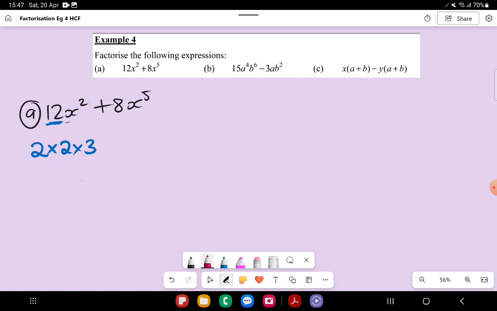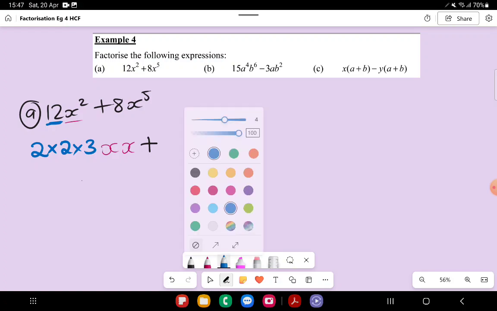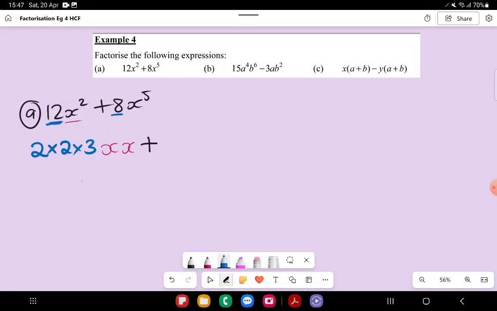Then I'm going to work on this x squared, and that x squared is actually 2 x's. Relatively straightforward. This plus, I bring it down, so I don't change that. Now I want to factorize this 8. So 8 is 2 times 4, and 4 is 2 times 2. So 8 is 2 times 2 times 2. And then this x to the power of 5 is 1, 2, 3, 4, 5 x's. This is when I break every term up into its prime factors.